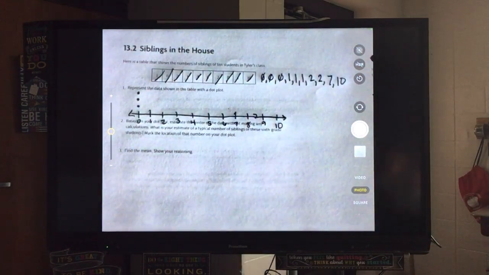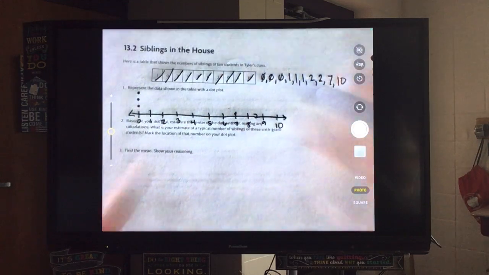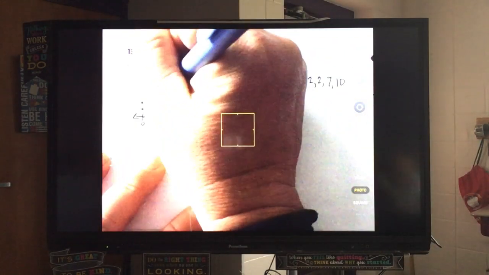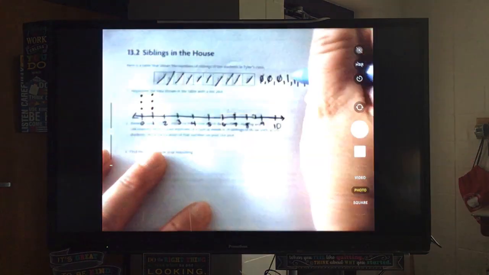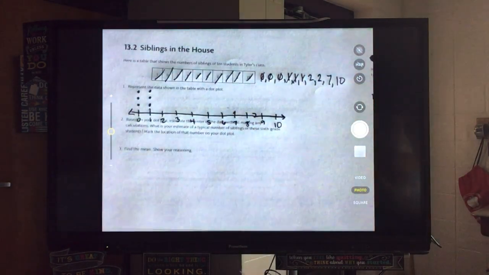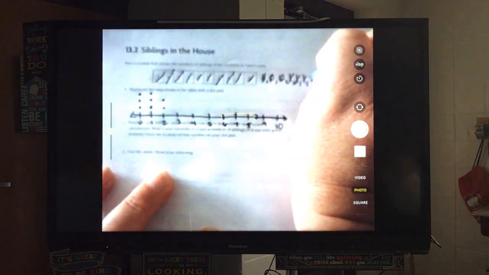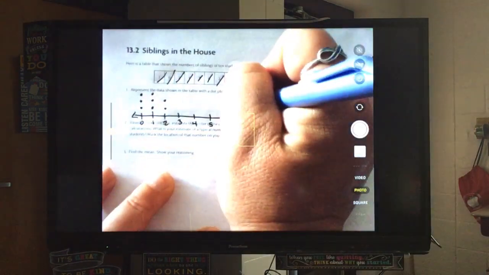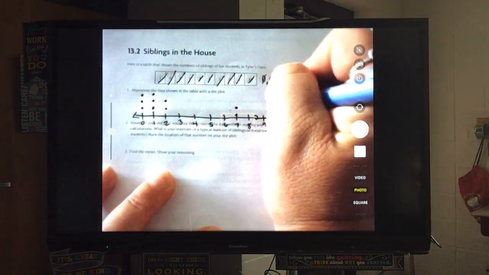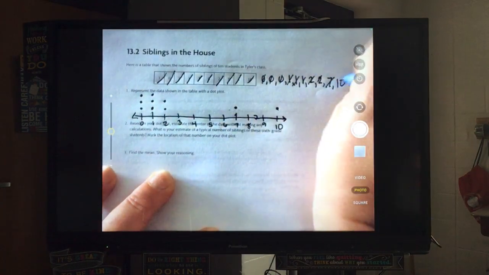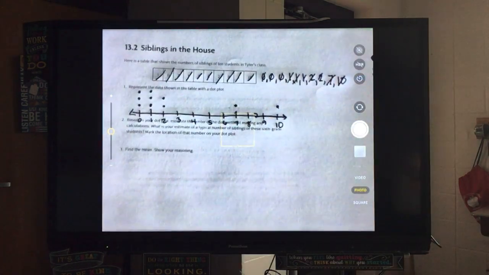Okay? So we've used those, so I'm going to just cross these off so I don't get confused. Alright, then we have 3 ones. So how many dots am I putting above the 1? 3 ones. Alright, so 1, 2, 3. And then I have 2 twos. I have 1 7. And I have 1 10. Okay? So this is how you construct a dot plot.